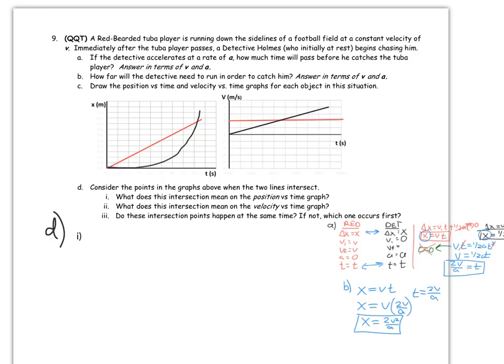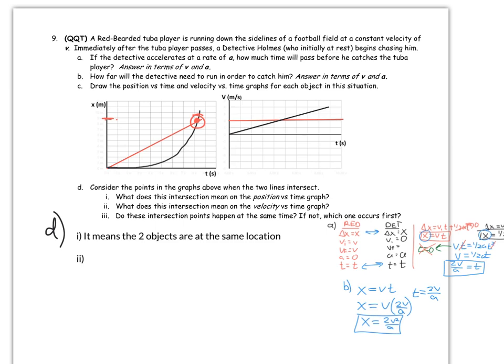For question D here, we have 3 questions about the graphs. The first is, what does the intersection mean on the position versus time graph right here? If we think about that, when they intersect, it means that they have the same y value, in this case position, at the same time. Since this is a position versus time graph, that ultimately means that they are at the same location.